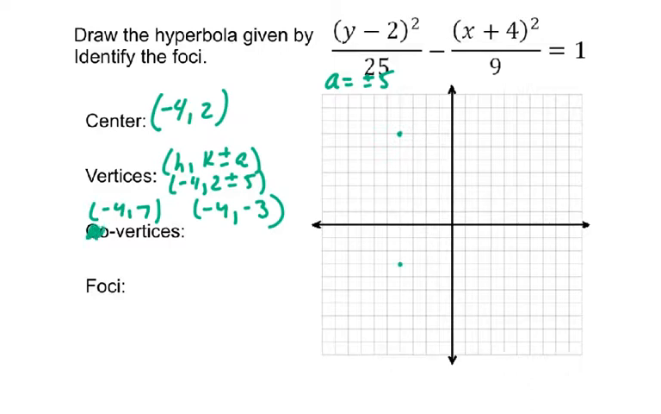I don't know why I keep putting co-vertices on this particular lesson. There's not a minor axis, so there wouldn't be co-vertices.